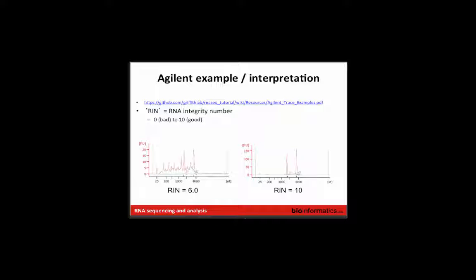Another thing to really think about, though, is that yes, you can make a good library or one that's reasonable, but if you have a project that has 10 or 50 or 100 samples and there's a lot of range, so some of them look like this and some of them have a RIN of 4 and some of them have a RIN of 10, that's probably a problem. But if they're all 6, you'll probably be fine.